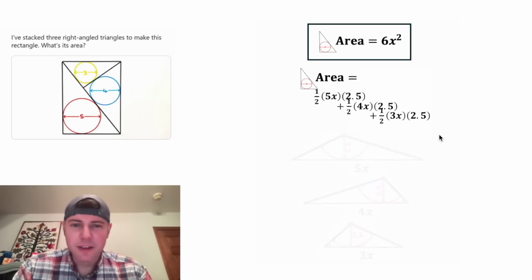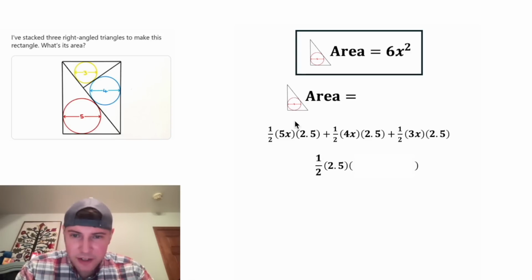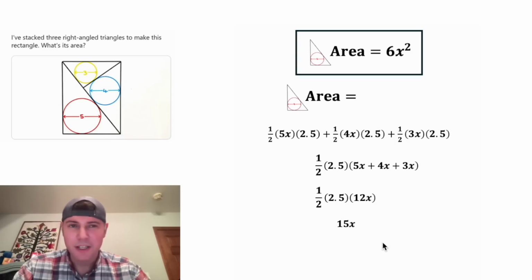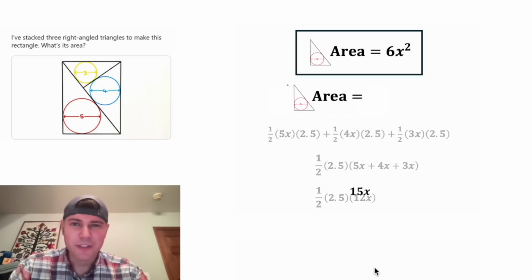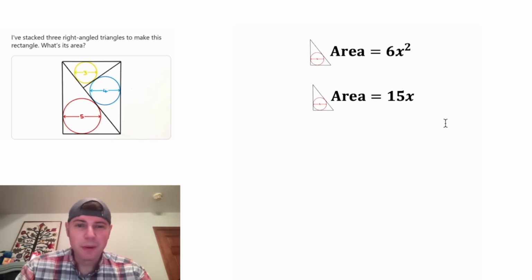And now let's simplify this. All 3 of these terms contain a 1/2 and a 2.5, so let's factor that out. And then after we factor that out, on the inside, we'll be left with a 5x, a 4x, and a 3x. 5x plus 4x plus 3x is 12x. And then after we multiply 1/2 times 2.5 times 12x, we get 15x. All of this simplified to 15x. So this is another equation for that same triangle. Let's break this out of the box, and since these 2 represent the same area, we can set them equal to each other. So we have 6x squared is equal to 15x.